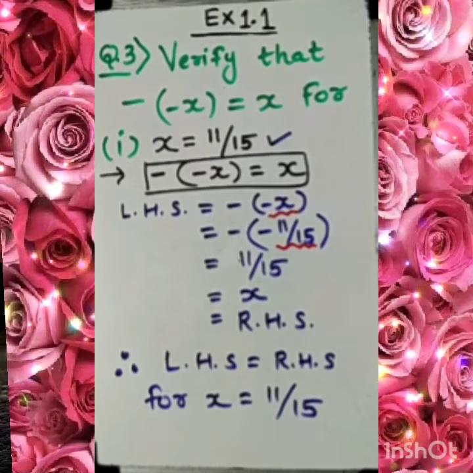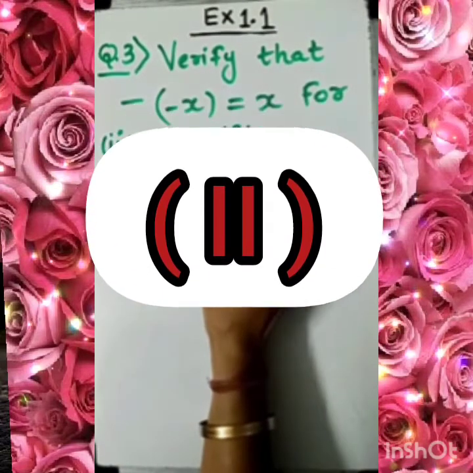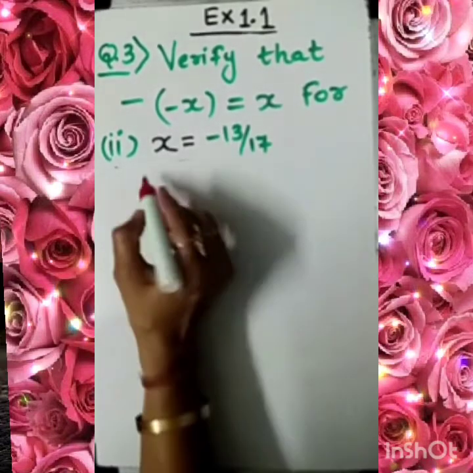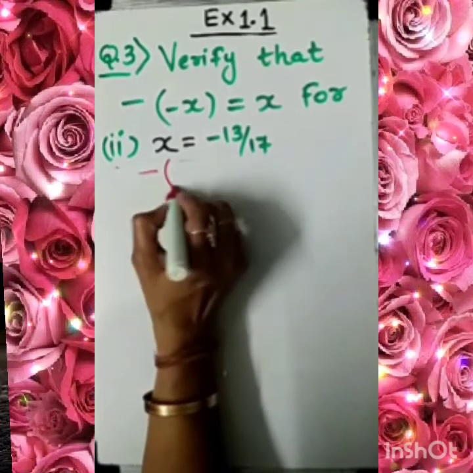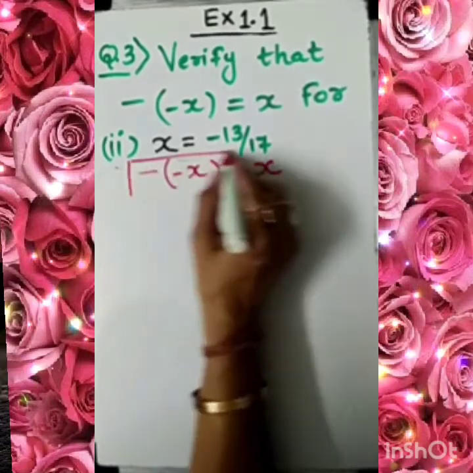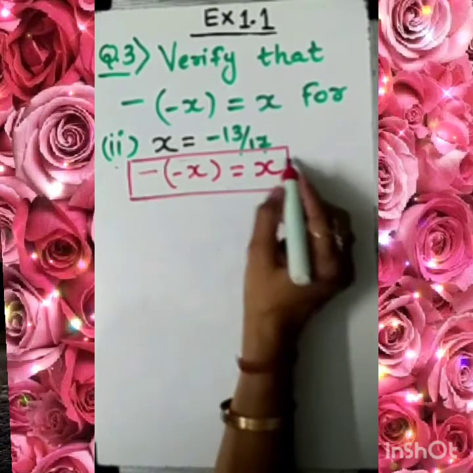Now a similar procedure we will see for the second part. Let's see what we are given in the second. In the second question, we are given the value of x, that is equal to minus 13 by 17. Clear to you? So what to do in such a case? Let's begin with what we have to prove. We need to prove that minus of (minus x) gives the result x. So this is LHS, and this is RHS.